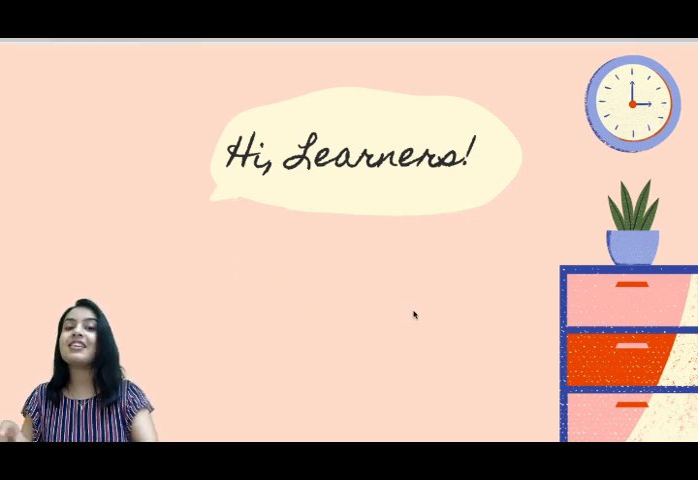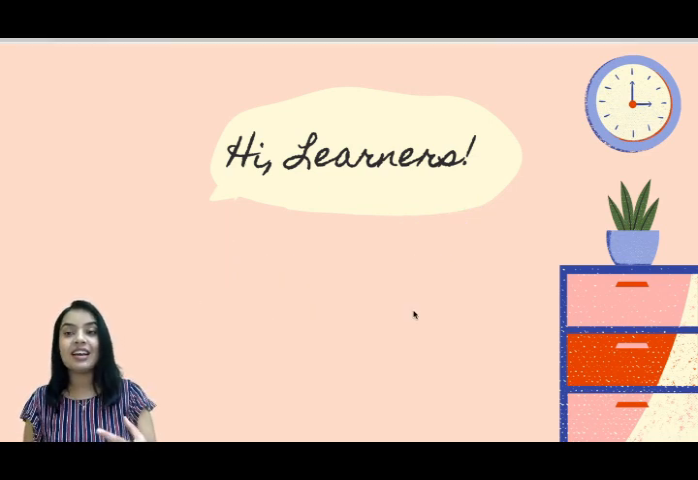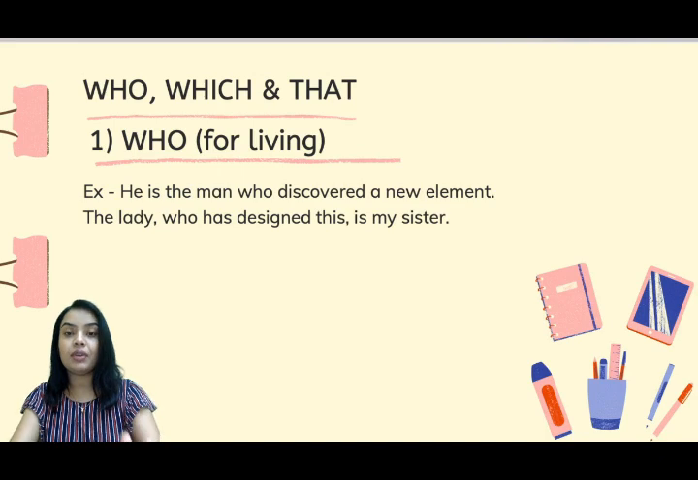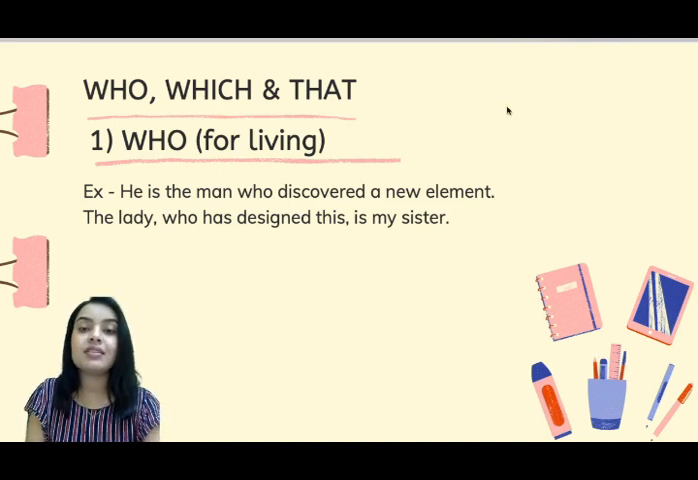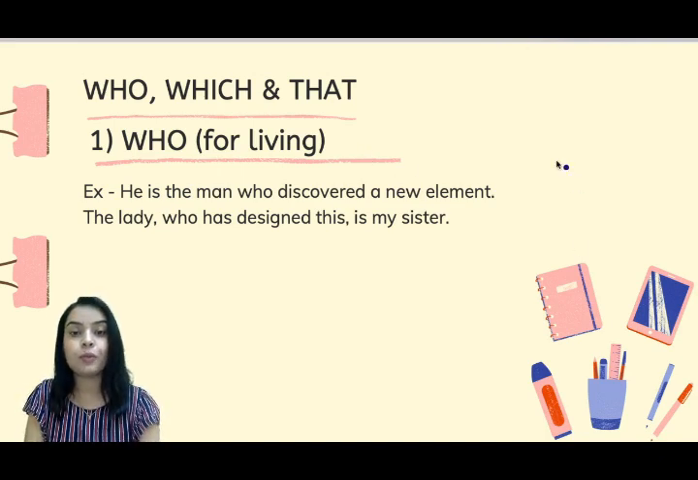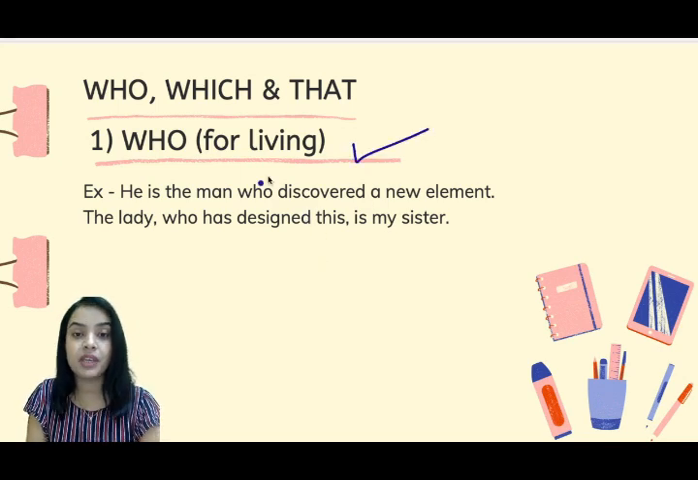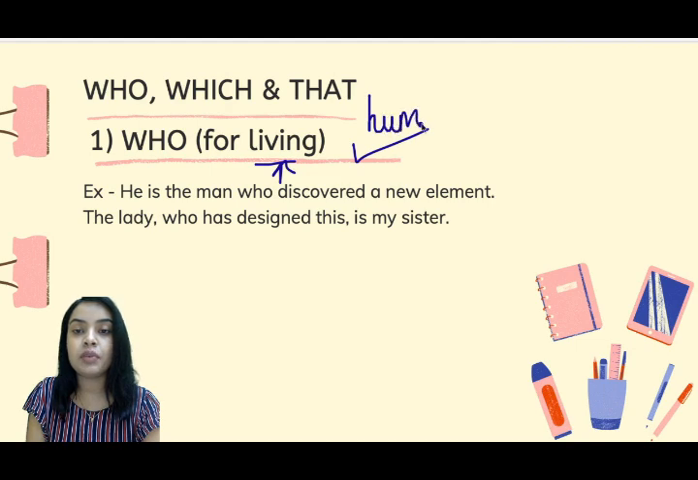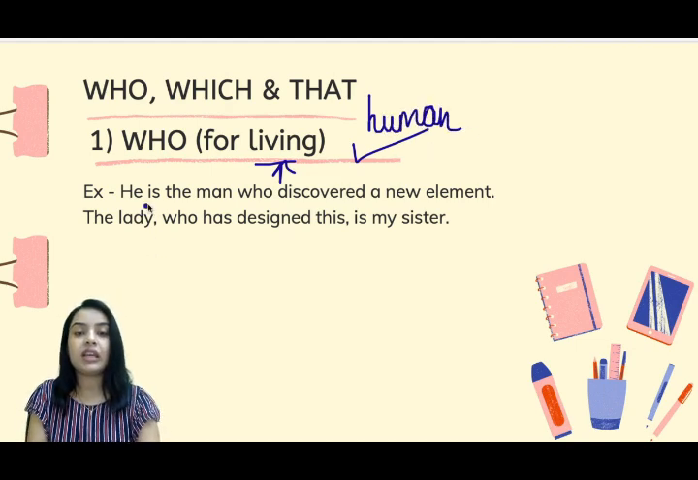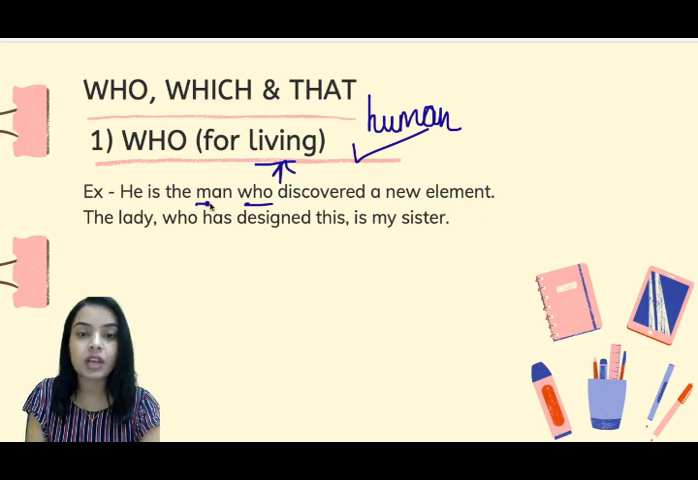But my video is not about making you understand relative pronouns. It's about the difference that we have to understand. Basically, we get three relative pronouns. First one is who. Now this one, who, we use for living beings, for human beings. In fact, it should be a human being. So he is the man who discovered a new element. I'm specifically talking about this man, and this man discovered a new element.